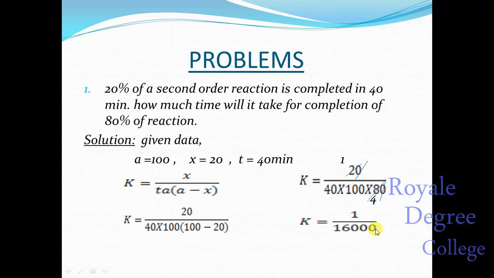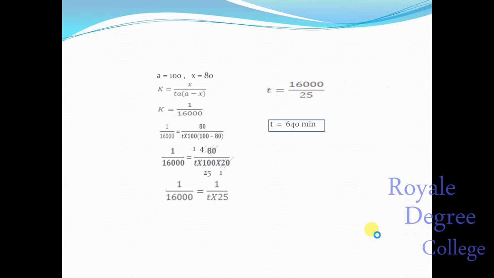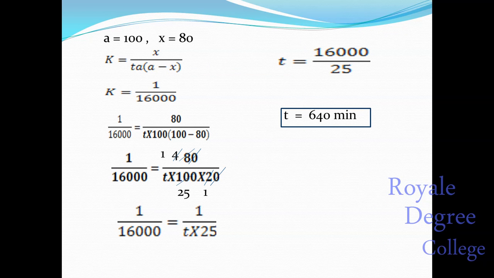160 into 100, so you will get 1 by 16,000. It is the value of K. Now A equal to 100, that is, the initial concentration of the reactant is 100.